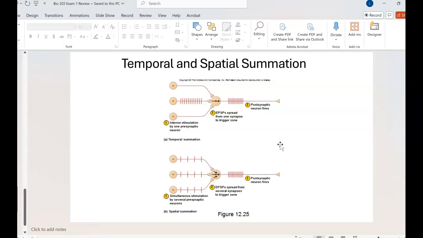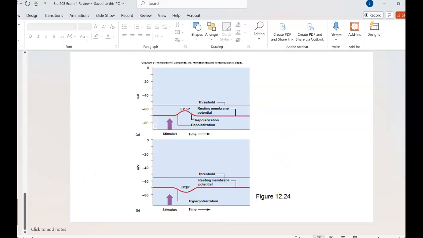Even though you notice on the bottom picture with spatial summation, those lines are spaced farther apart, there's kind of strength in numbers. Because that postsynaptic neuron has 3 presynaptic neurons talking to it, it's getting the message loud and clear that something needs to happen. So we could have one neuron that is sending that stimulus like crazy, or we could have strength in numbers where we have several neurons sending that communication.